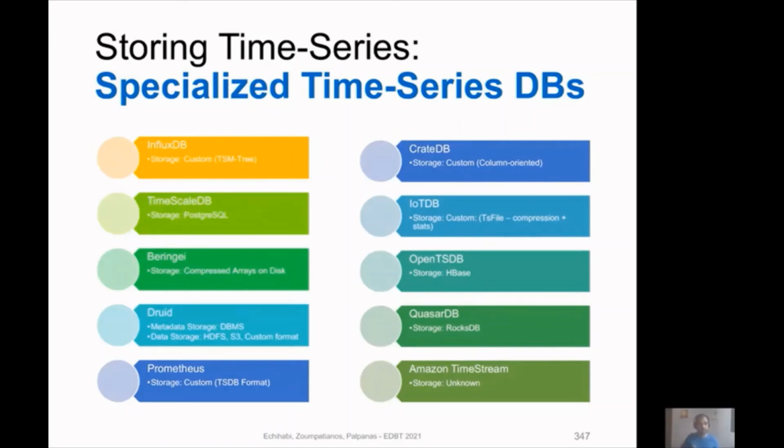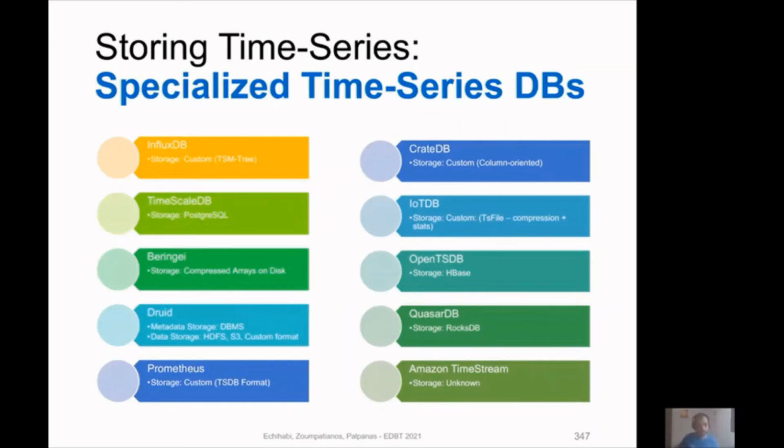Beringei, which is a system from Facebook, which stores time series as compressed arrays on disk. And also Druid, which stores metadata on a DBMS, but also stores time series in a custom format on HDFS or S3. Prometheus is also a time series specialized system, which also has its own custom file format, the TSDB format. CrateDB also has a column-oriented custom format, while IoTDB, the same as we've seen earlier on, has the TsFile, which also includes compression and stats. OpenTSDB stores time series in HBase, while QuasarDB uses RocksDB as a backend.